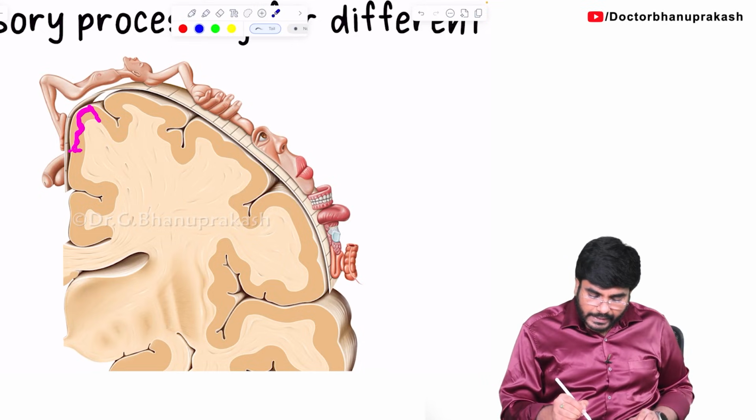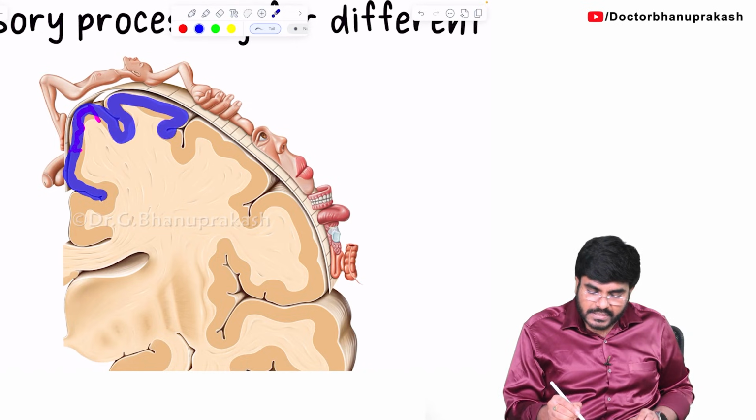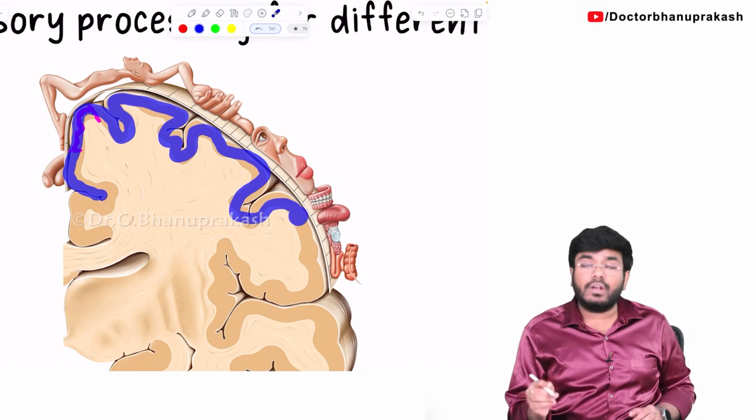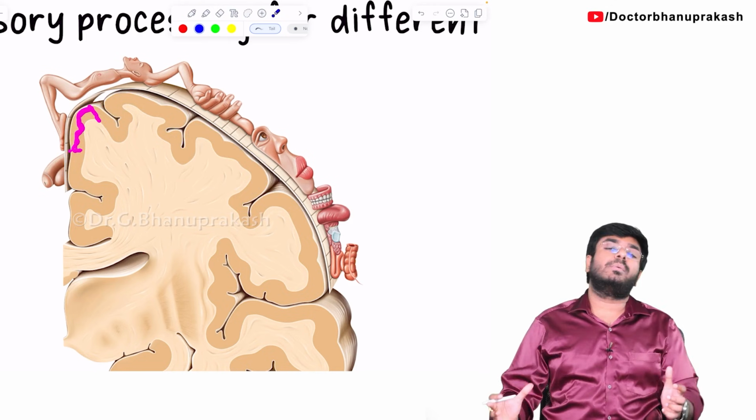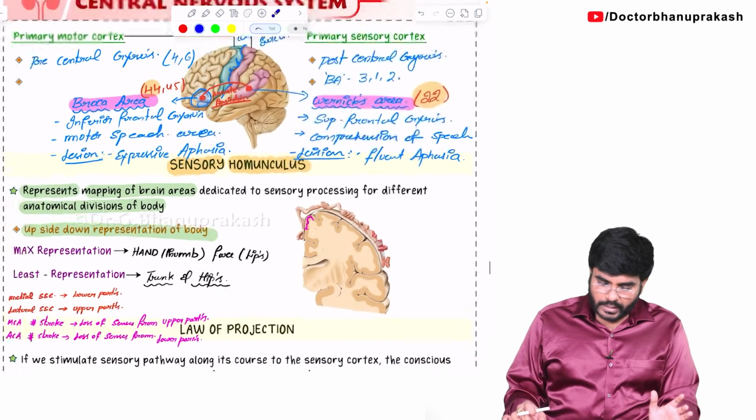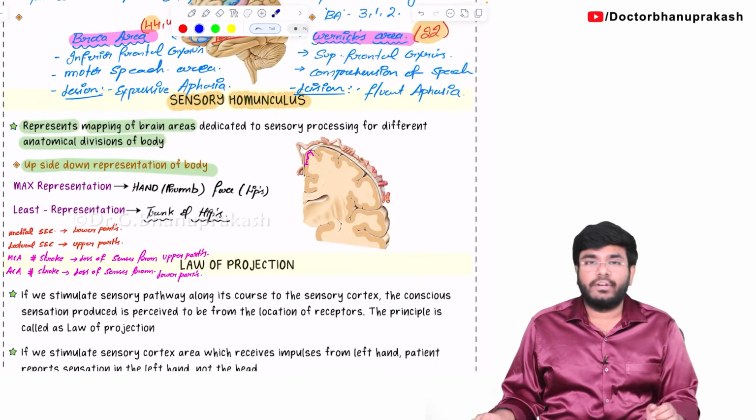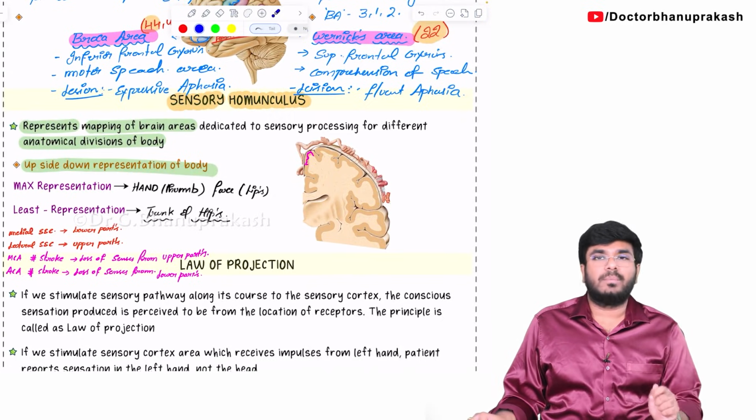Okay, so these are the areas of the somatosensory cortex where you are feeling the sensation from different parts of the body. So with this, we are completing the topic of sensory homunculus. In the next video, we will be discussing the law of projection and phantom limb phenomena.